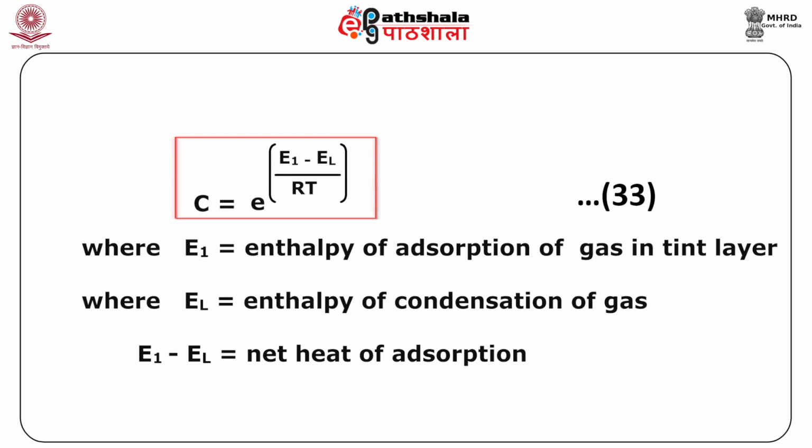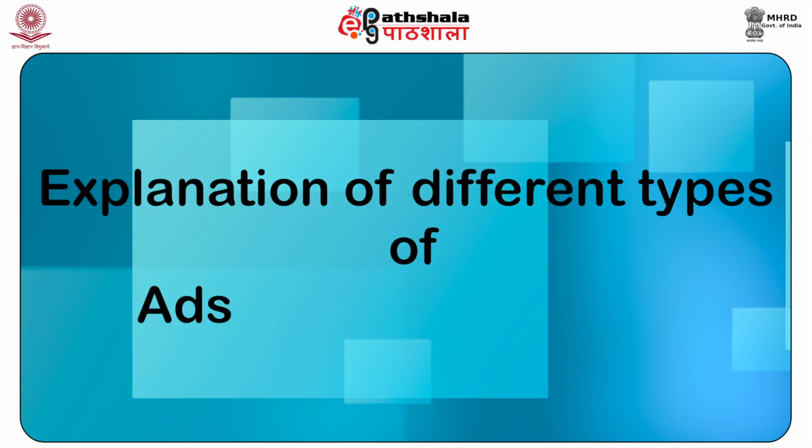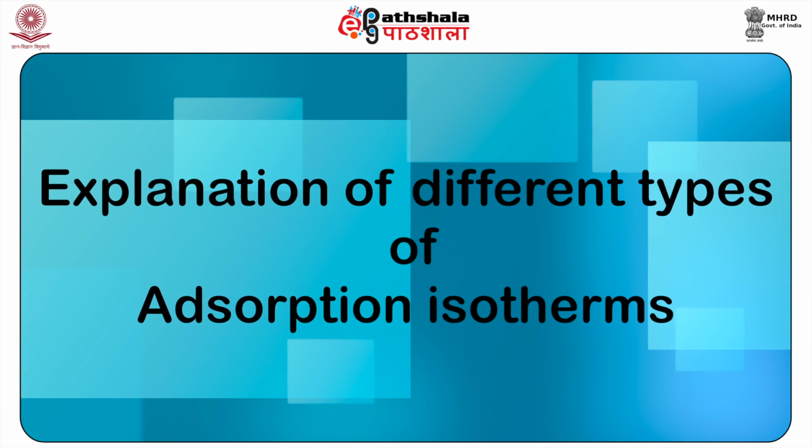In simple terms, C can be written as exponential of E1 minus EL by RT, where E1 is the enthalpy of adsorption of gas in the first layer and EL is the enthalpy of condensation of the gas. E1 minus EL is the net heat of adsorption. Now we shall see the explanation of different types of adsorption isotherms.